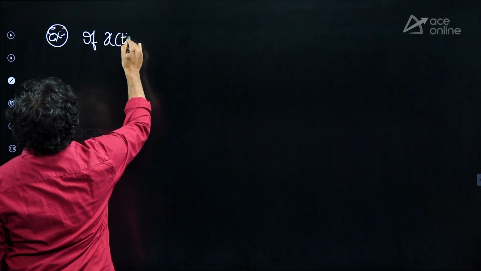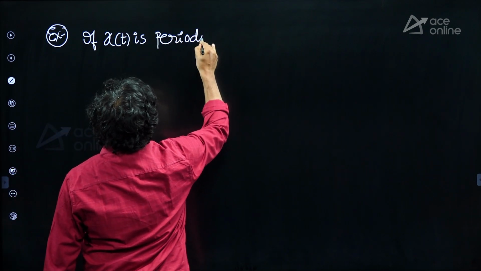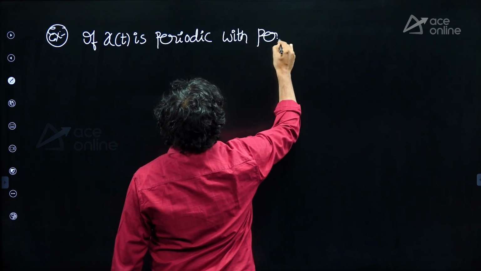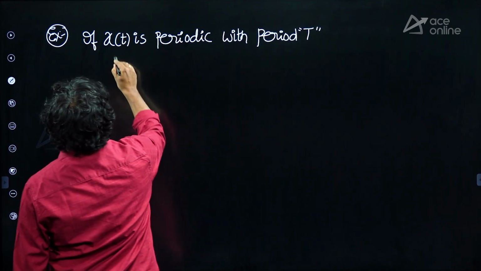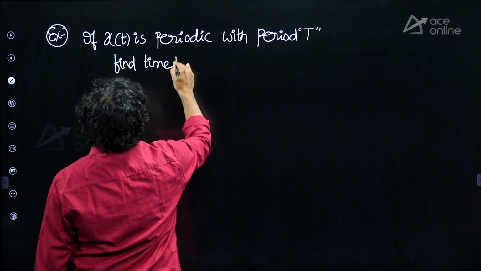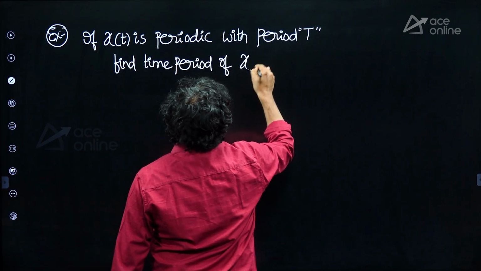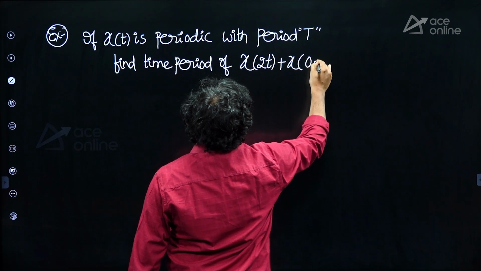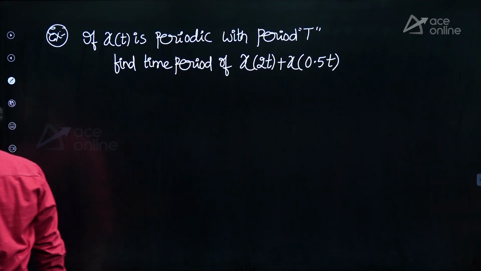If x of t is periodic with a time period of capital T, find the time period of, what is the common period of this function, x of 2t plus x of 0.5t.